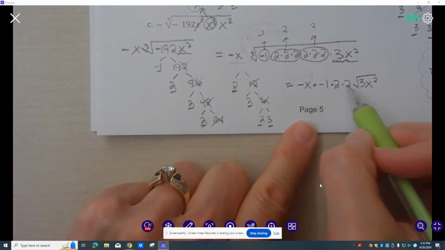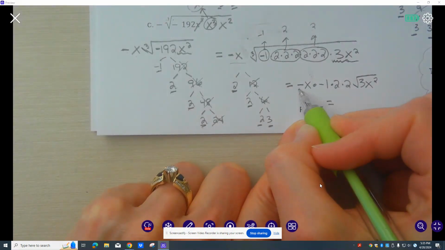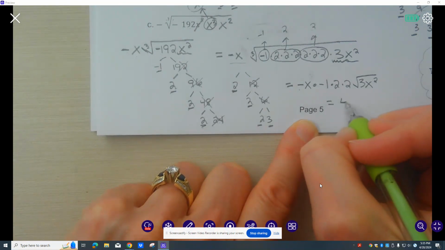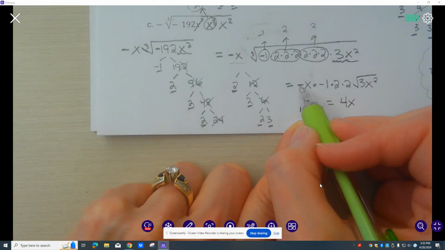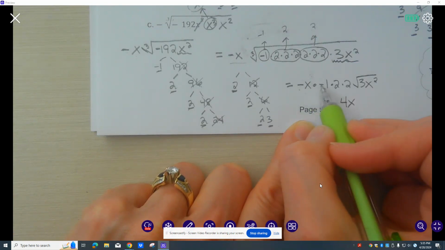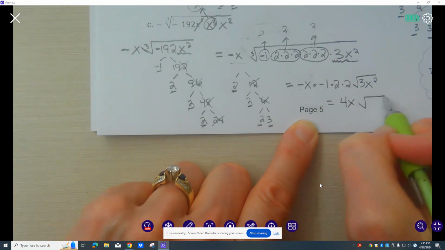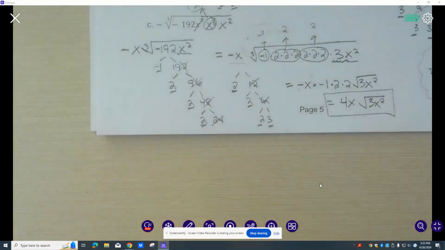Now, we want to multiply all these. So when I multiply two negatives, I get a positive. 1 times 2 times 2 is 4. So I have 4 and 1x. So if you multiply all these numbers, negative times a negative is going to get you a positive, and 1 times 2 times 2 is 4, and there's your x, and then 3x squared. Okay, that one was a bugger. So hopefully yours are not going to be as bad as that.